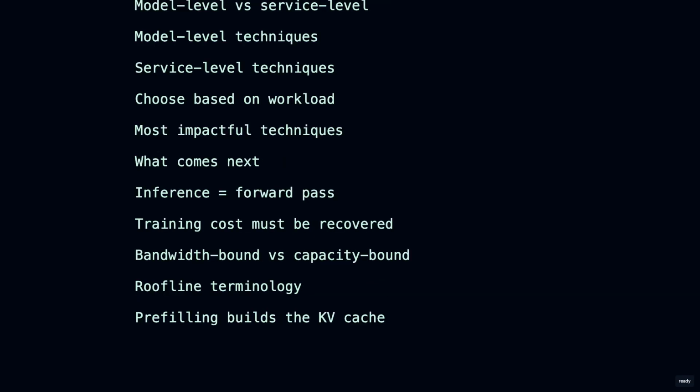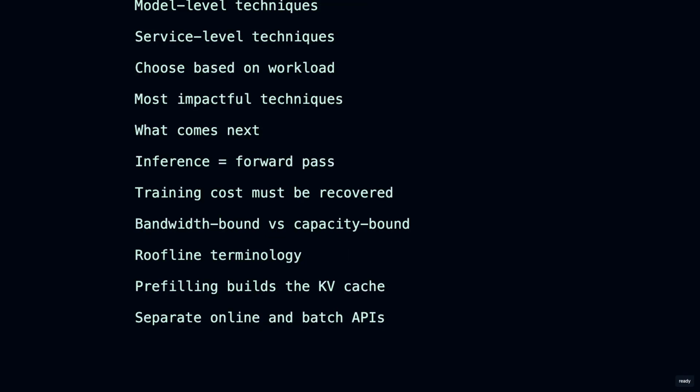Prefilling is the phase that sets up the initial key value cache for the transformer. That cache state is what makes later decoding steps possible. If a service is overloaded, separating urgent requests from batch requests can protect latency where it matters most. The batch path absorbs less urgent work, so the online path stays responsive.